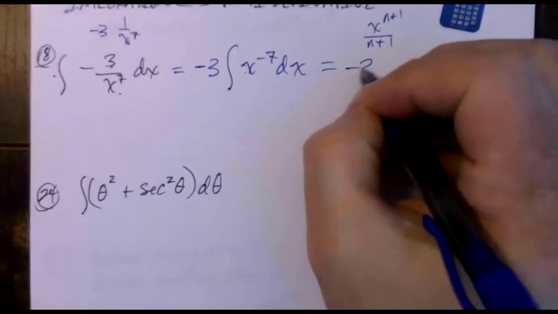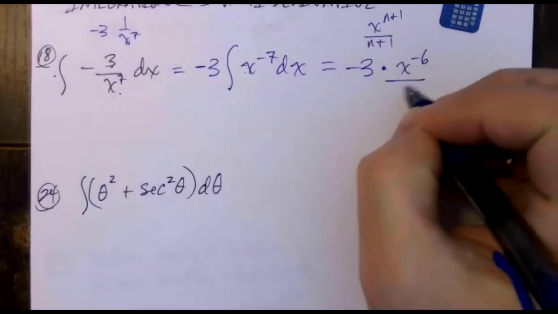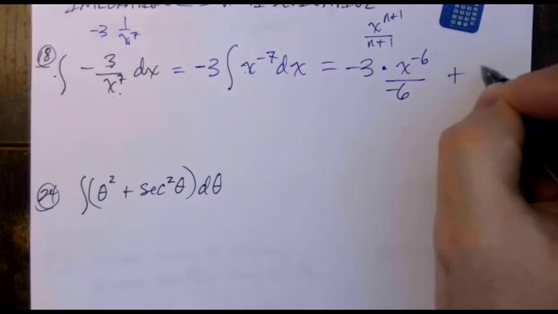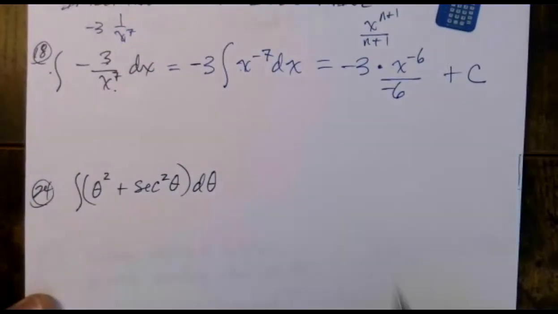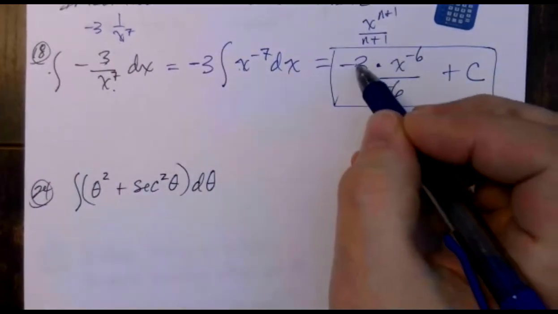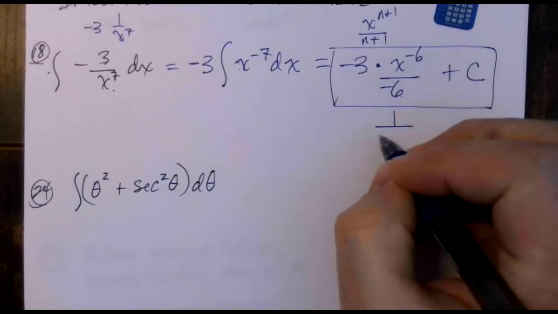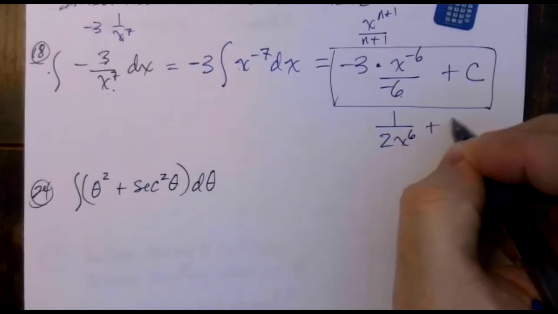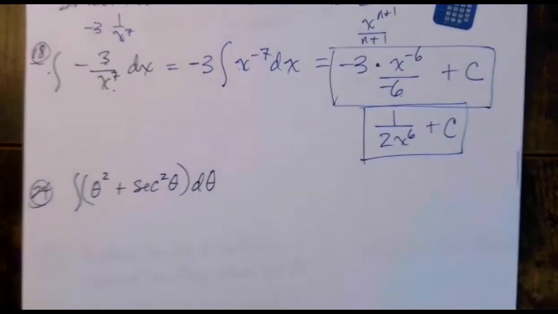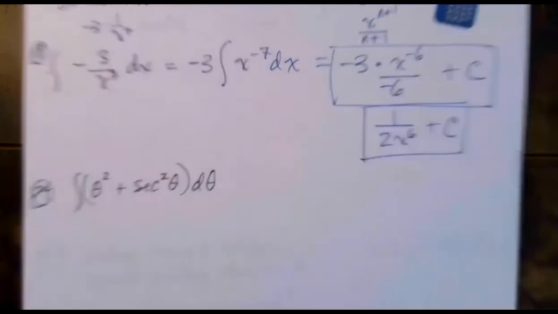So I'm going to bring the -3 along. I'm going to add 1 to that exponent, so it becomes x to the -6. I'm going to divide by the new exponent. Don't forget that there could have been a constant there. And this is done. Of course, I'm going to clean that up a little bit. -3 over -6, so that's a 2 in the bottom, and that's an x to the 6th in the bottom. So I'm going to write it like that. Again, it's not necessary to simplify on a free response question, but when you're looking at multiple choice questions and checking answers, you need to at least be able to recognize that this is right.